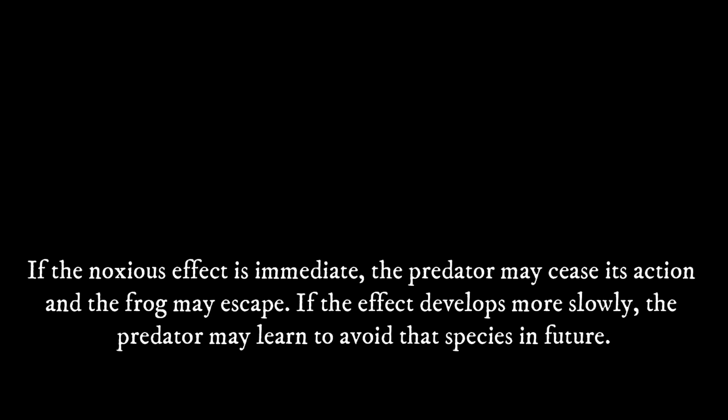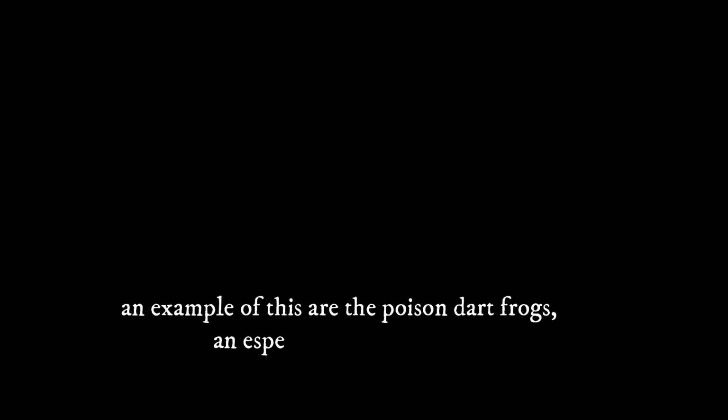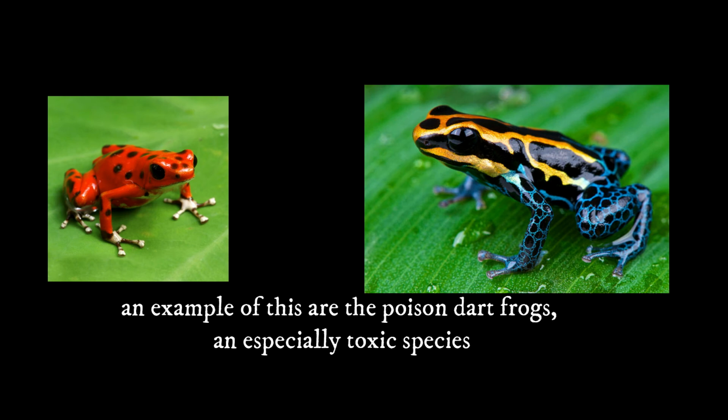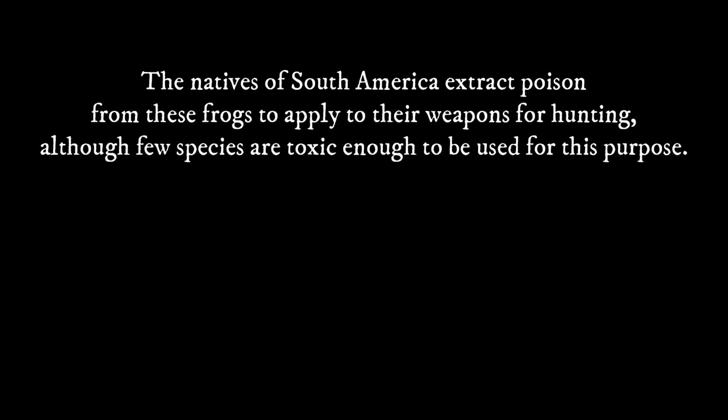If the noxious effect is immediate, the predator may cease its action and the frog may escape. If the effect develops more slowly, the predator may learn to avoid that species in the future. Poisonous frogs tend to advertise their toxicity with bright colors, an adaptive strategy known as aposematism. An example of this are the poison dart frogs, an especially toxic species. Some natives of South America even extract poison from these frogs to apply to their weapons for hunting, although few species are toxic enough to be used for this purpose.